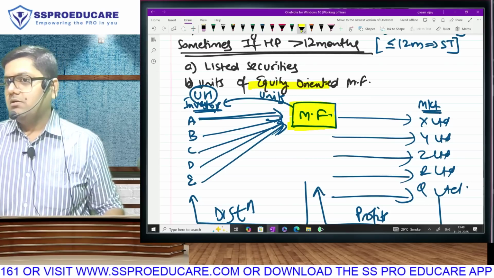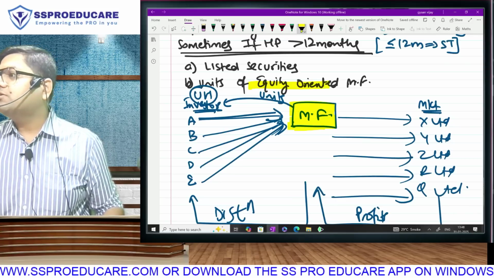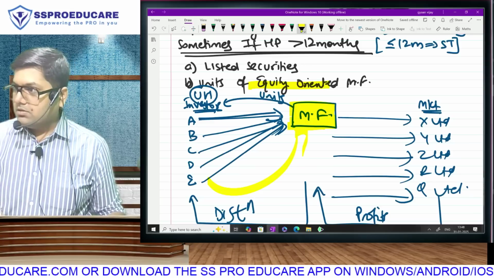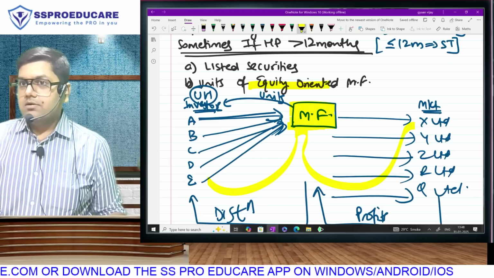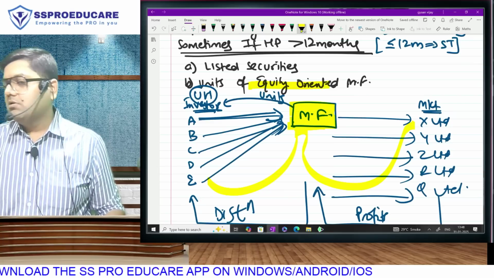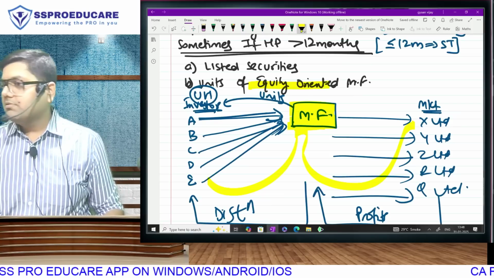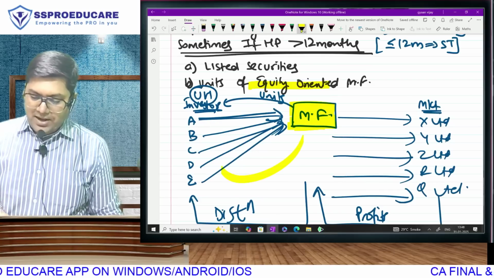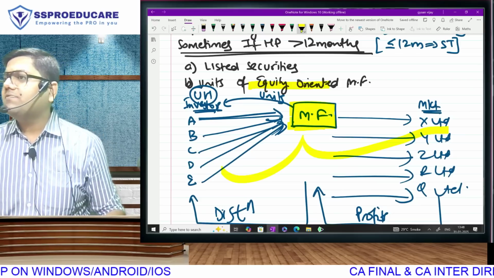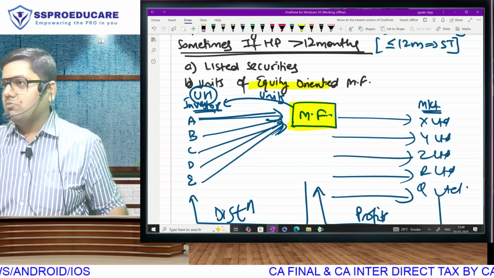Logic. Listed securities will become long term after 12 months. Equity oriented mutual funds too, because they are investing my money in equity shares. You understand? I am buying units here, and with that money they are buying equity here. So if they are investing my money in risky places, my unit's value will also be risky, no? If equity's value increases, my unit's value will increase, and if the market collapses, my unit's value will decrease. But as against this, if I buy debt oriented, what will they buy? Debentures. That debenture's value will not fluctuate, so my unit's value also will not fluctuate. And therefore equity will become long term after 12 months, but others will become long term after 36.